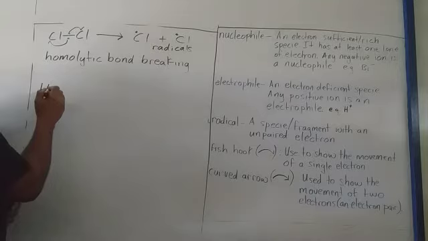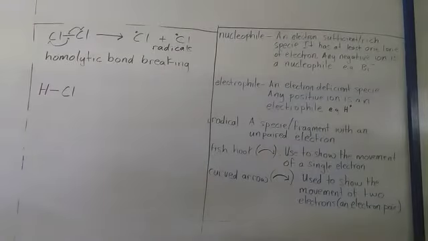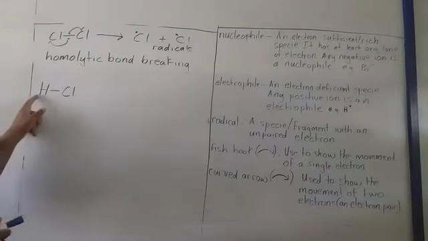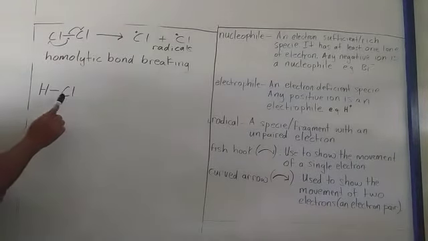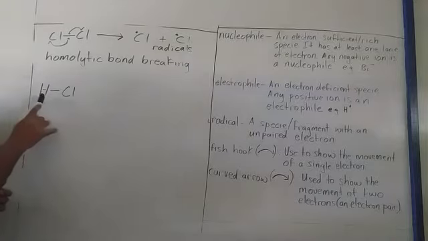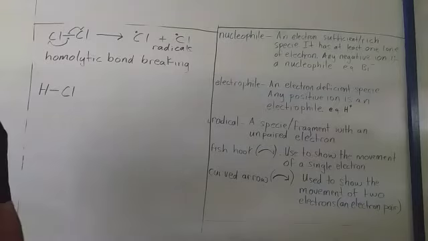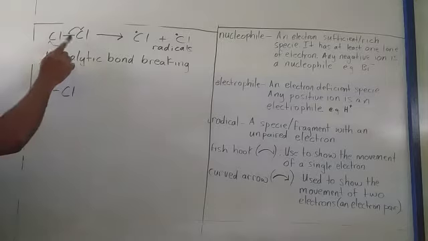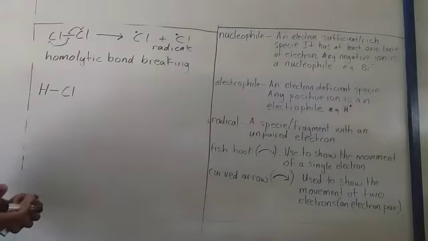Let's look at HCl. We know that chlorine is electronegative, hydrogen is not. Therefore, when you have a bond between an electronegative atom and one that is not, the distribution of charge will not be equal. In the Cl2 example above, it was the same atoms, so the distribution of charge was equal.